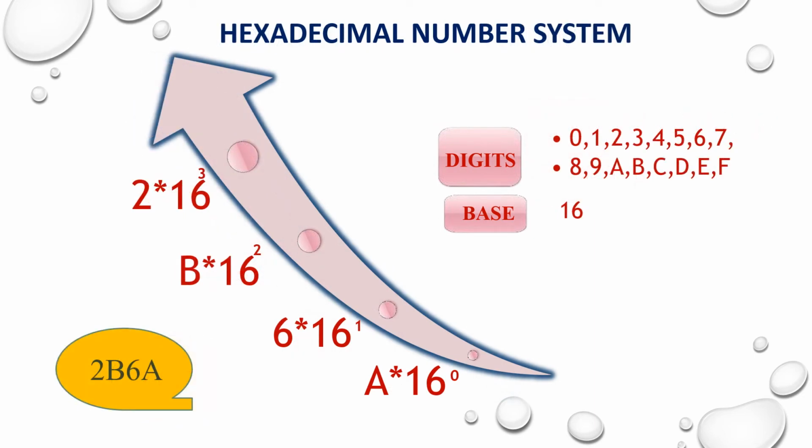the hexadecimal number system, which has the digits from 0 to 9 and then the alphabets from A to F.